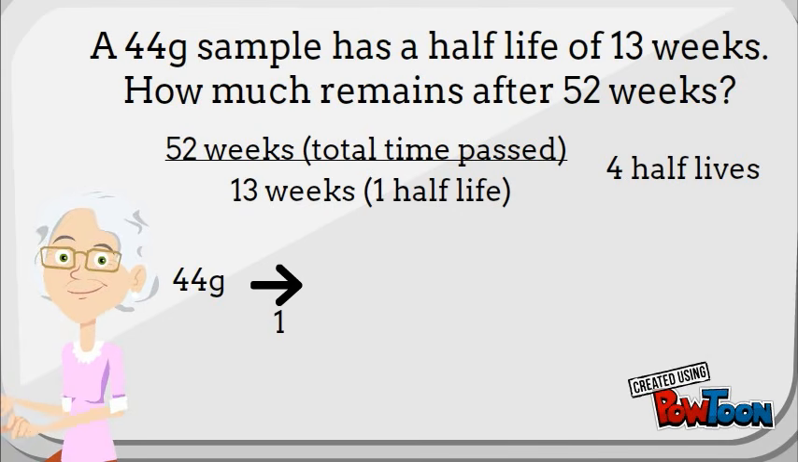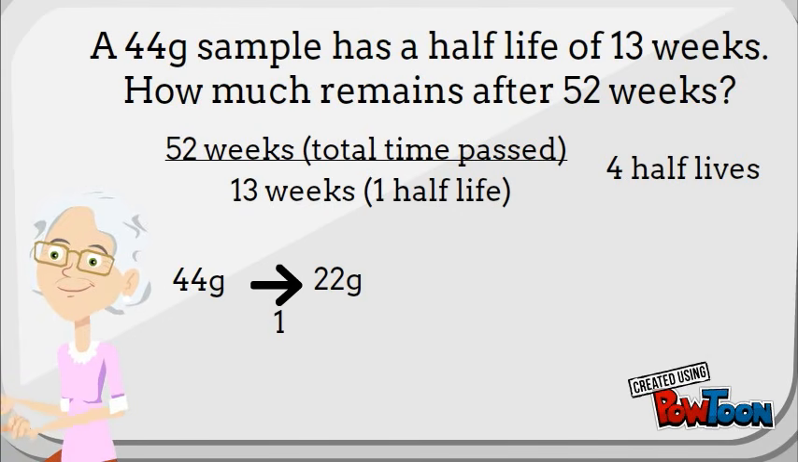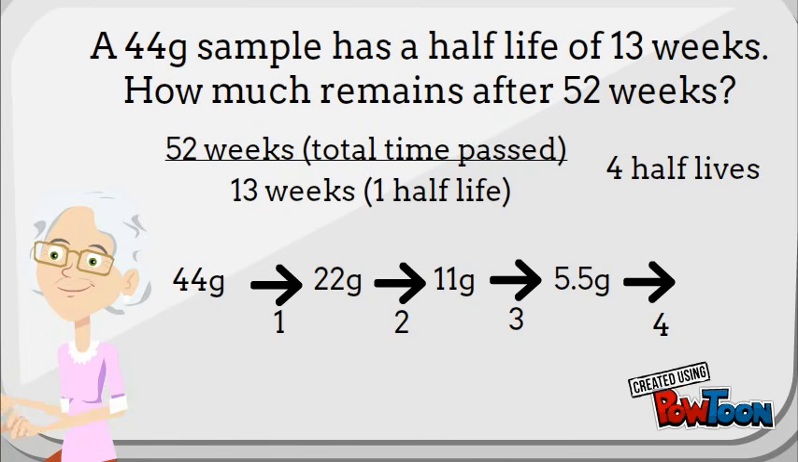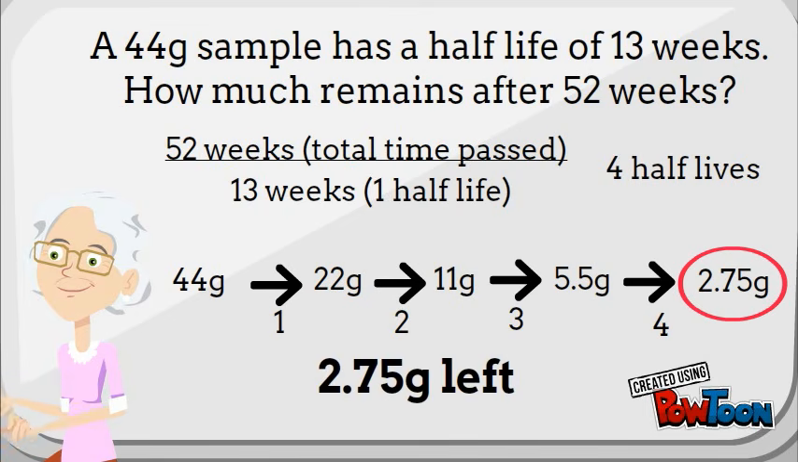So after 1 half-life, we divide it by 2 and we get 22 grams. Put it through a second half-life and we get 11 grams. Put it through a third and we get 5.5 grams. Put it through the fourth half-life and we end up with 2.75 grams. And that's your answer. You end up with 2.75 grams left of that 44 gram sample after 1 year.